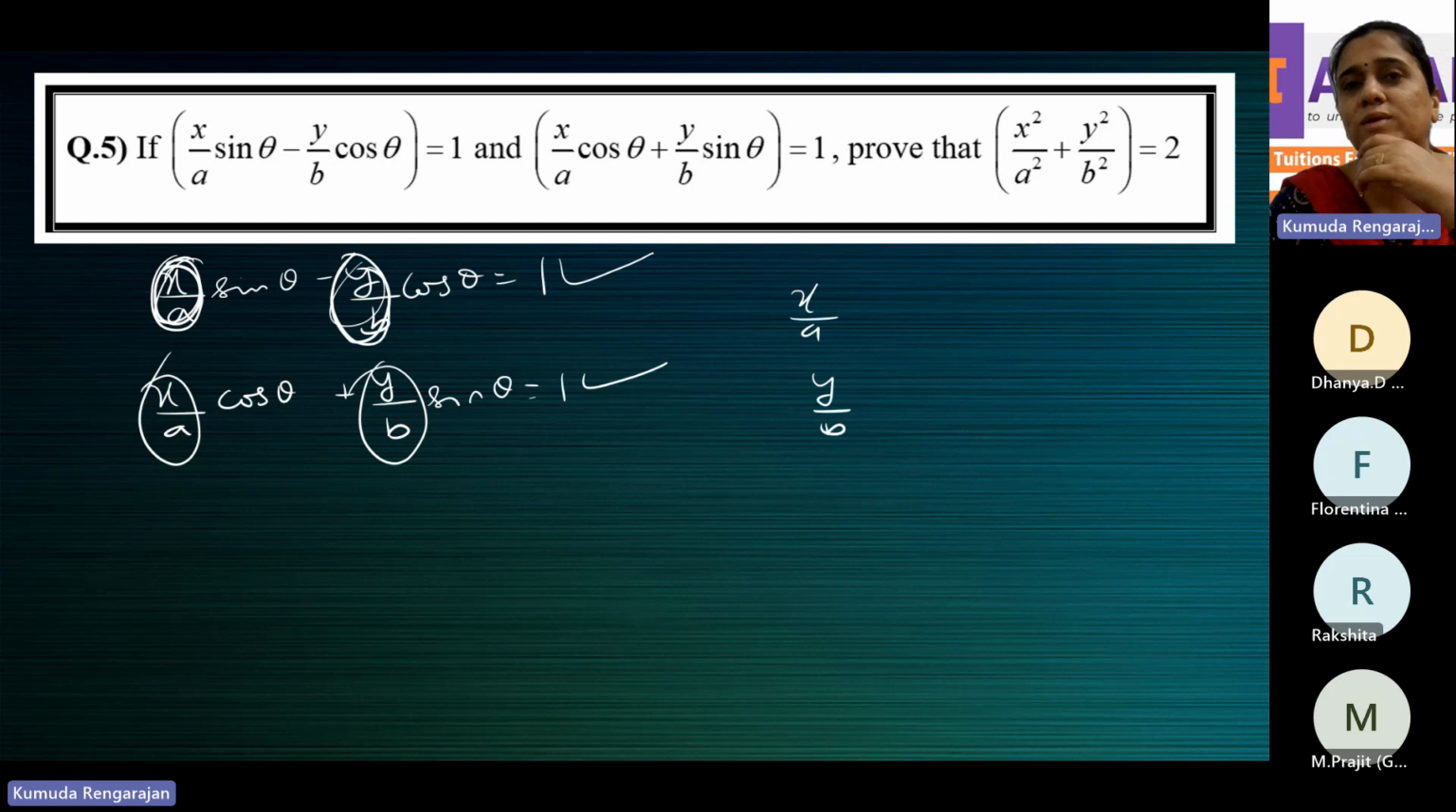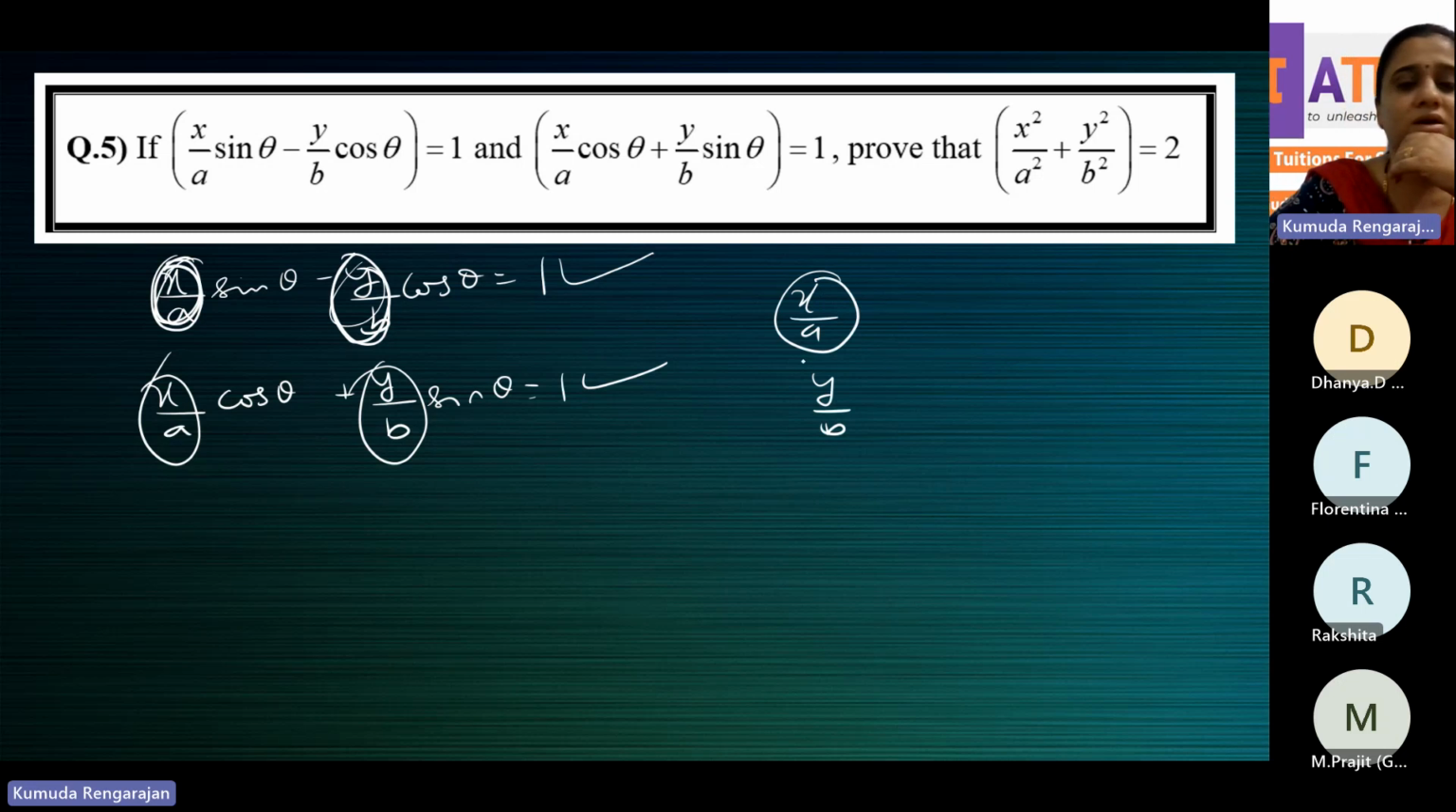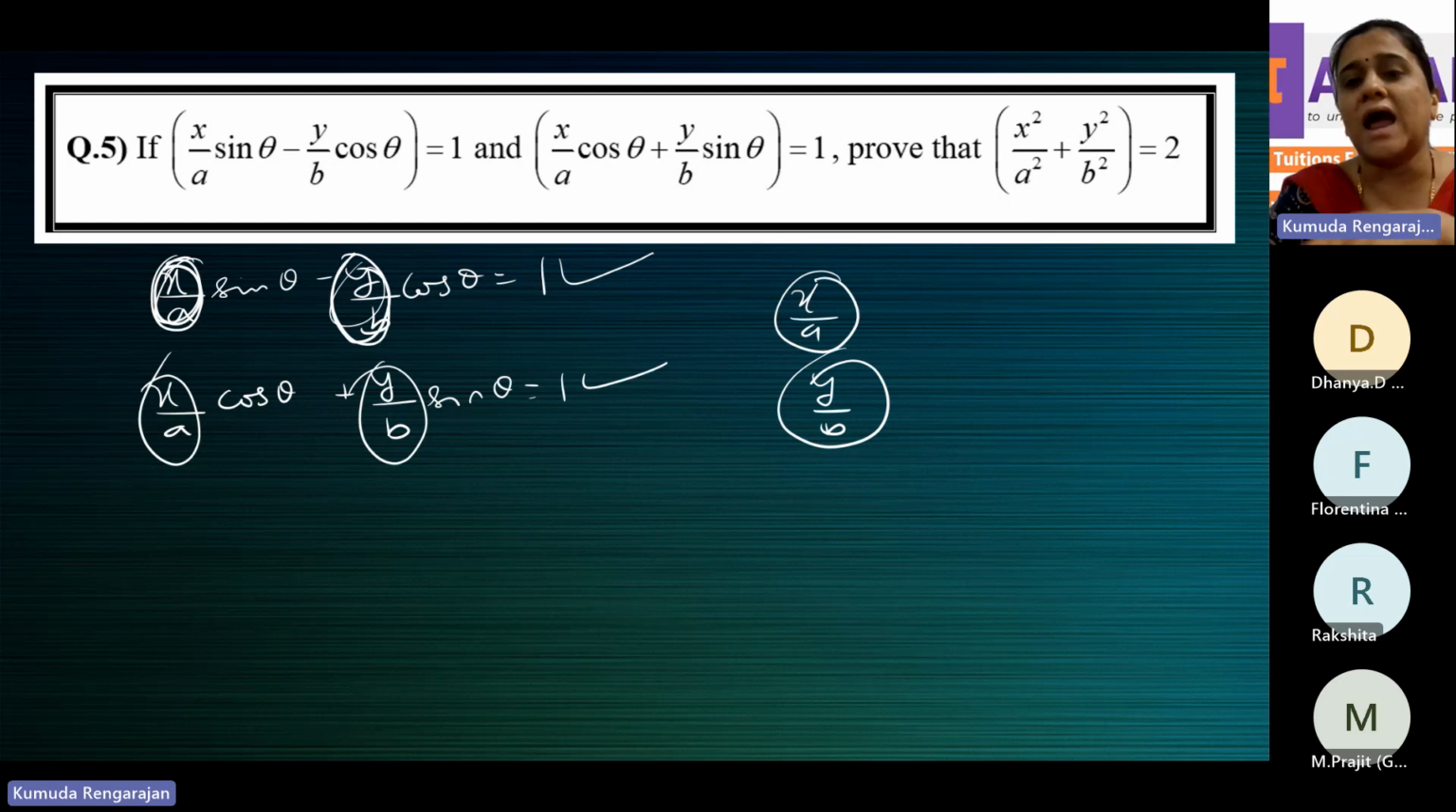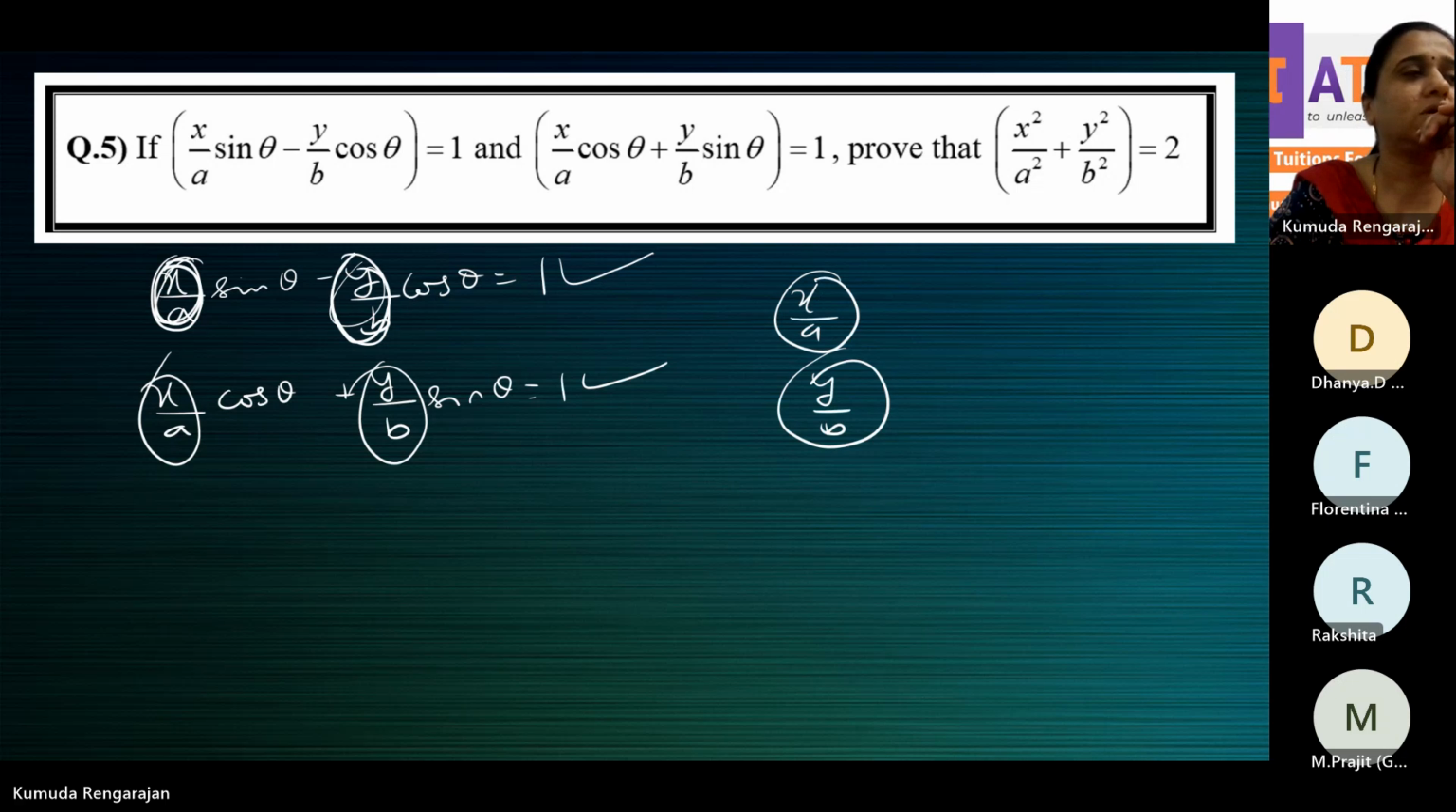Once you get the value of x by a and y by b, you can find x square by a square plus y square by b square, because you know the value of x by a, so you can find x square by a square, and you know the value of y by b, so you can find y square by b square. Add both and you should show it's equal to 2. So we are basically going to write the equations one below the other and solve them by the elimination method, finding the values of x by a and y by b. All right.